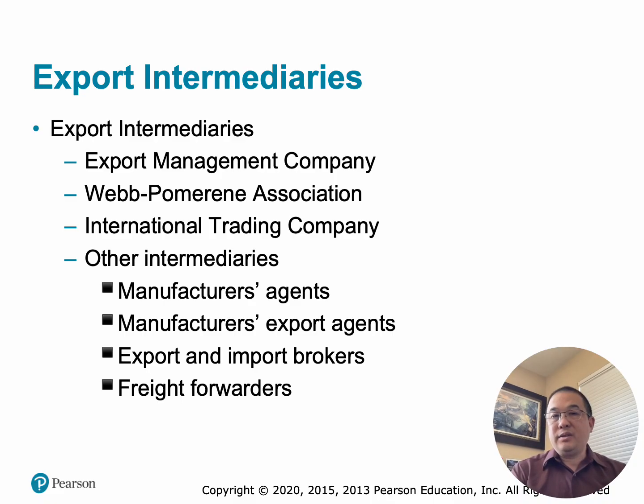Number 3, International Trading Company, or ITC. An international trading company buys products from manufacturers and resells them in foreign markets. So what do they do? They purchase products, assume ownership, and handle export and resale. As an example, a trading company buys electronics from manufacturers in one country and sells them throughout Asia. The advantages are the manufacturer receives immediate payment, and there's minimal export involvement. The disadvantages would be lower profit margin and limited knowledge of foreign customers.